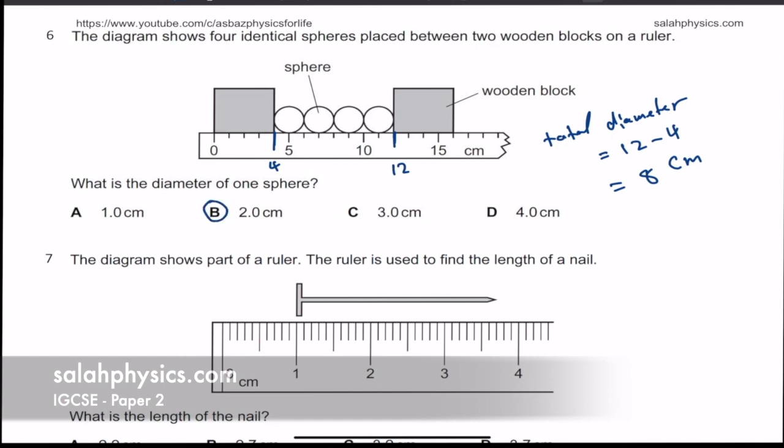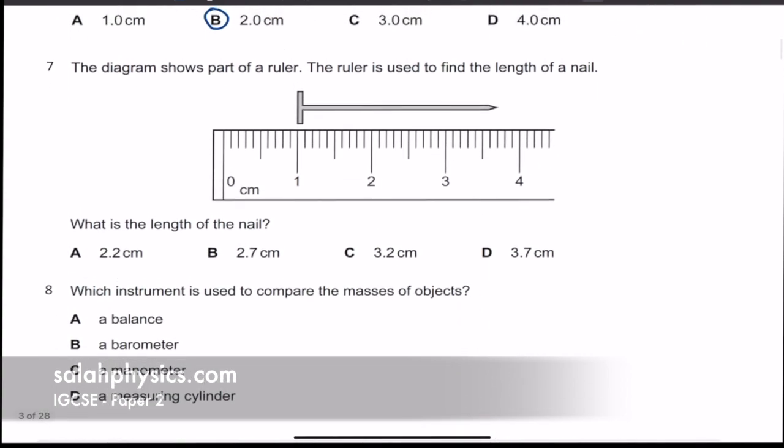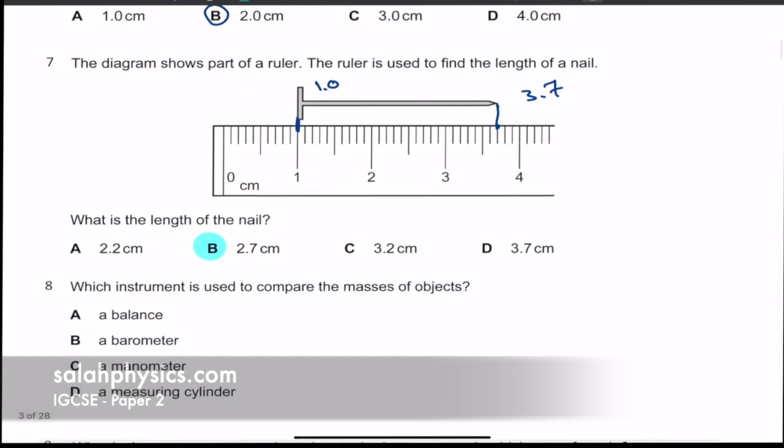That was question 6. In question 7, the diagram shows part of a ruler. The ruler is used to find the length of a nail, again from the beginning to the end. As I could see here, the initial reading is 1.0, the final reading is 3.7, so it's supposed to be 2.7, so I will go directly to B.